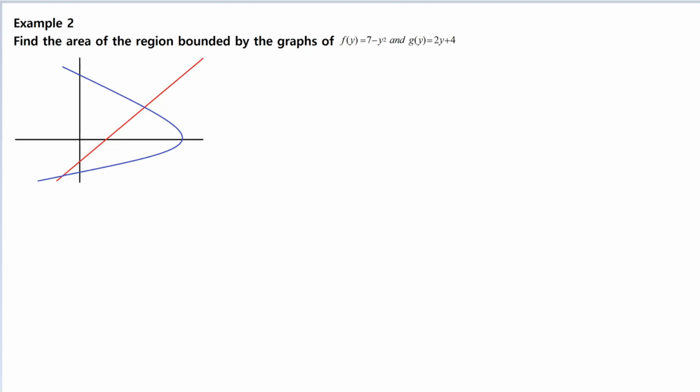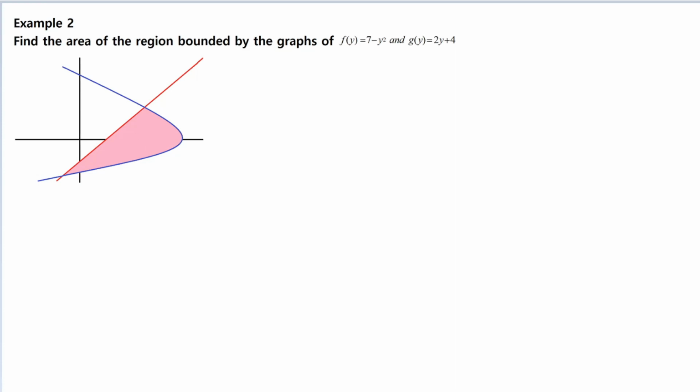Find the area of the region bounded by the graph of f of y equal to 7 minus y squared and g of y equal to 2y plus 4. So now they gave us the function in terms of y already. And they want to find the area that's bounded by the linear function and this quadratic function. So the area we're solving is this pink area.